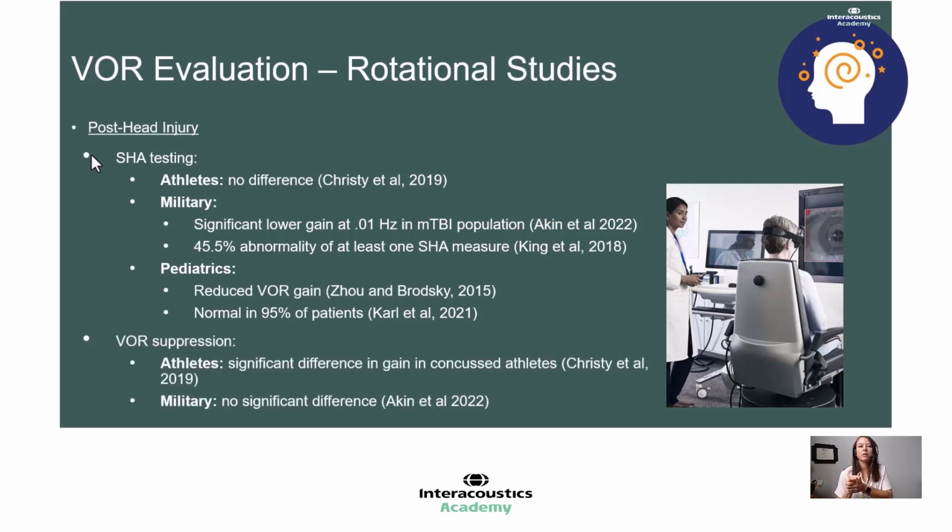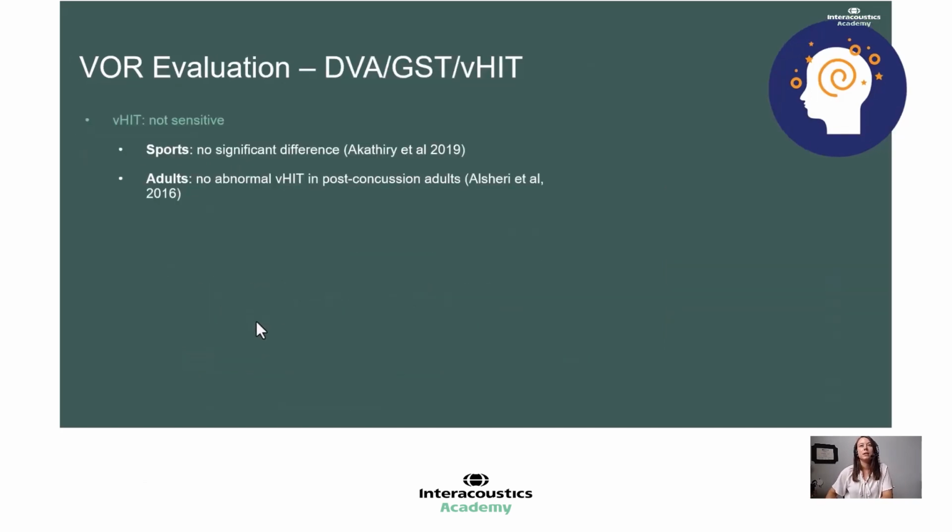Same thing with VOR suppression. So when the patient is looking at a stimulus dot in their goggles while the chair is moving, do they have the ability to suppress their VOR? We've got split research and studies on that. And the consensus may be the differences are due to the type of injury or the population that's studied. So if you are seeing concussion patients, it may be worthwhile to test this with rotational chair testing because you may find something that works for your particular patient.